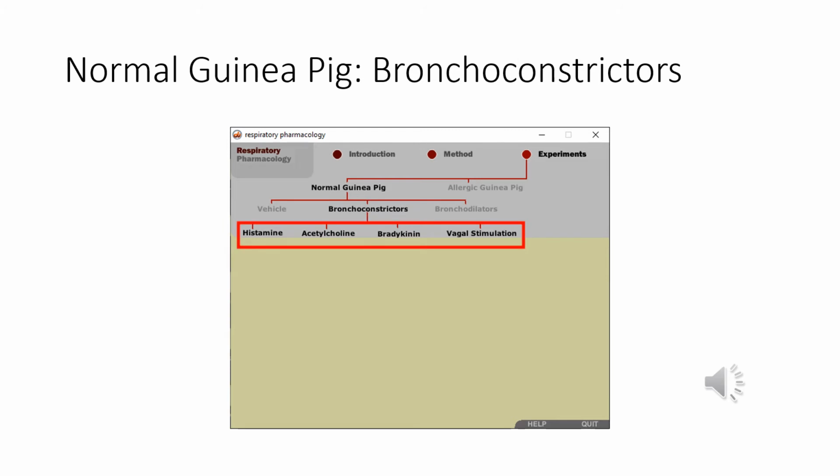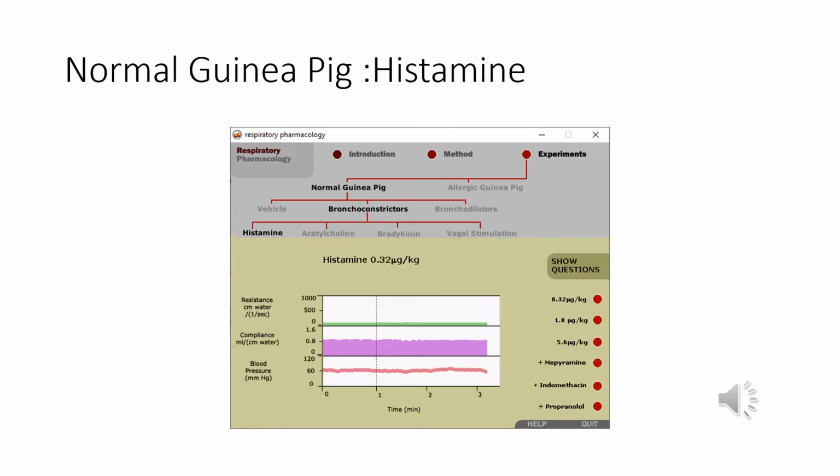For bronchoconstrictor groups, the animals were subjected to a number of bronchoconstrictors, namely histamine, acetylcholine, bradykinin and vagal stimulation. For the histamine group, the animals were subjected to a series of concentrations of histamine with mepyramine, indomethacin, and propranolol respectively. At 0.32 microgram per kg, no noticeable changes of lung resistance, lung compliance, and blood pressure.